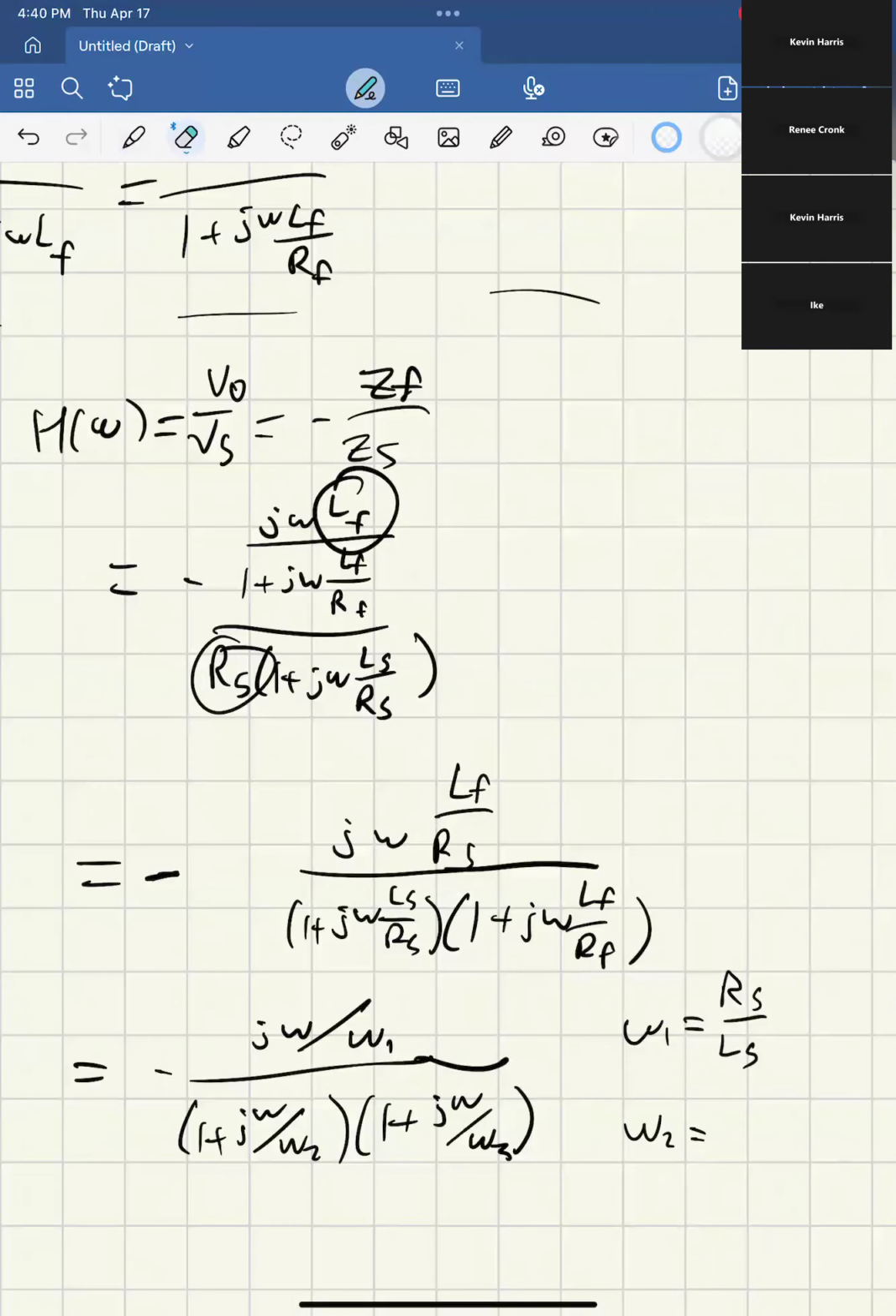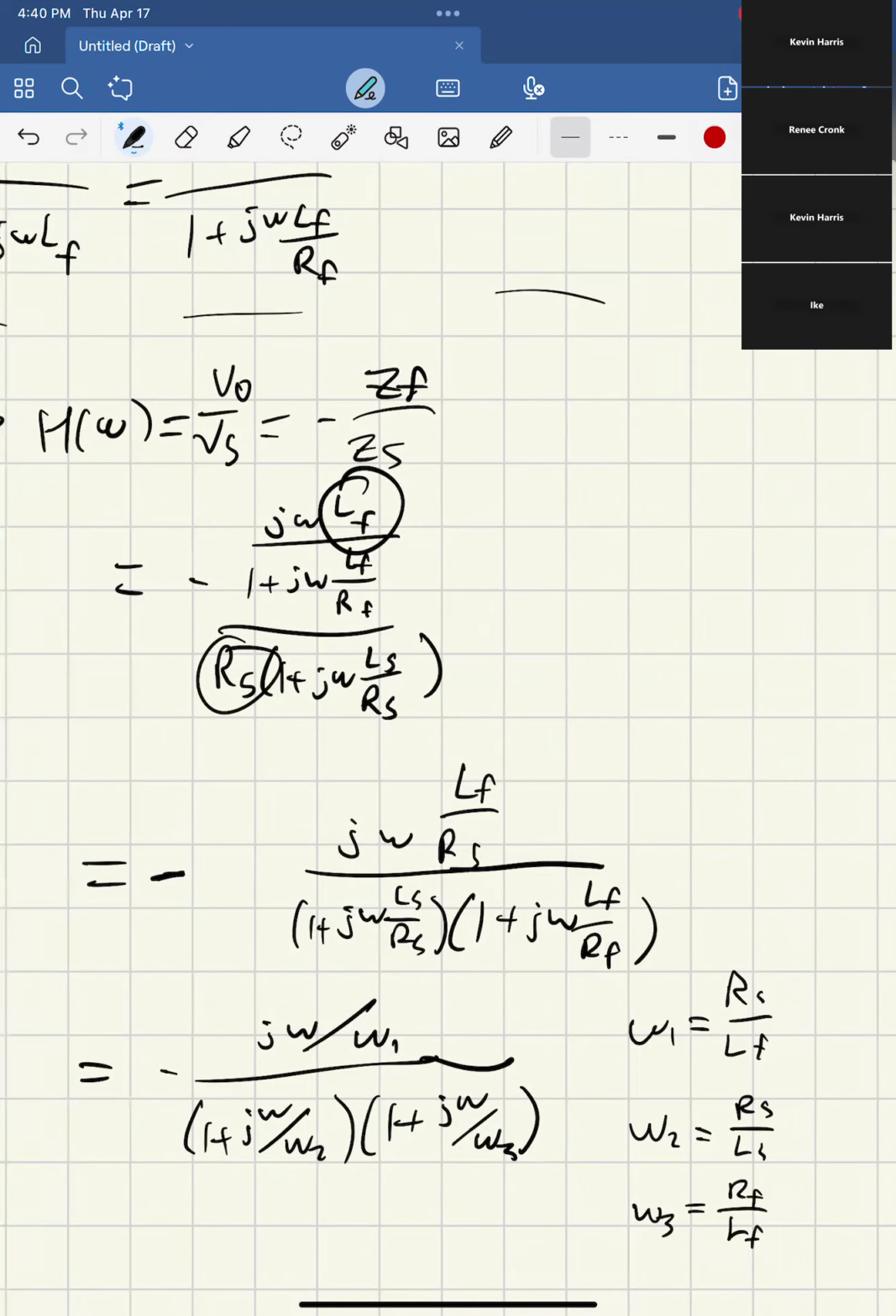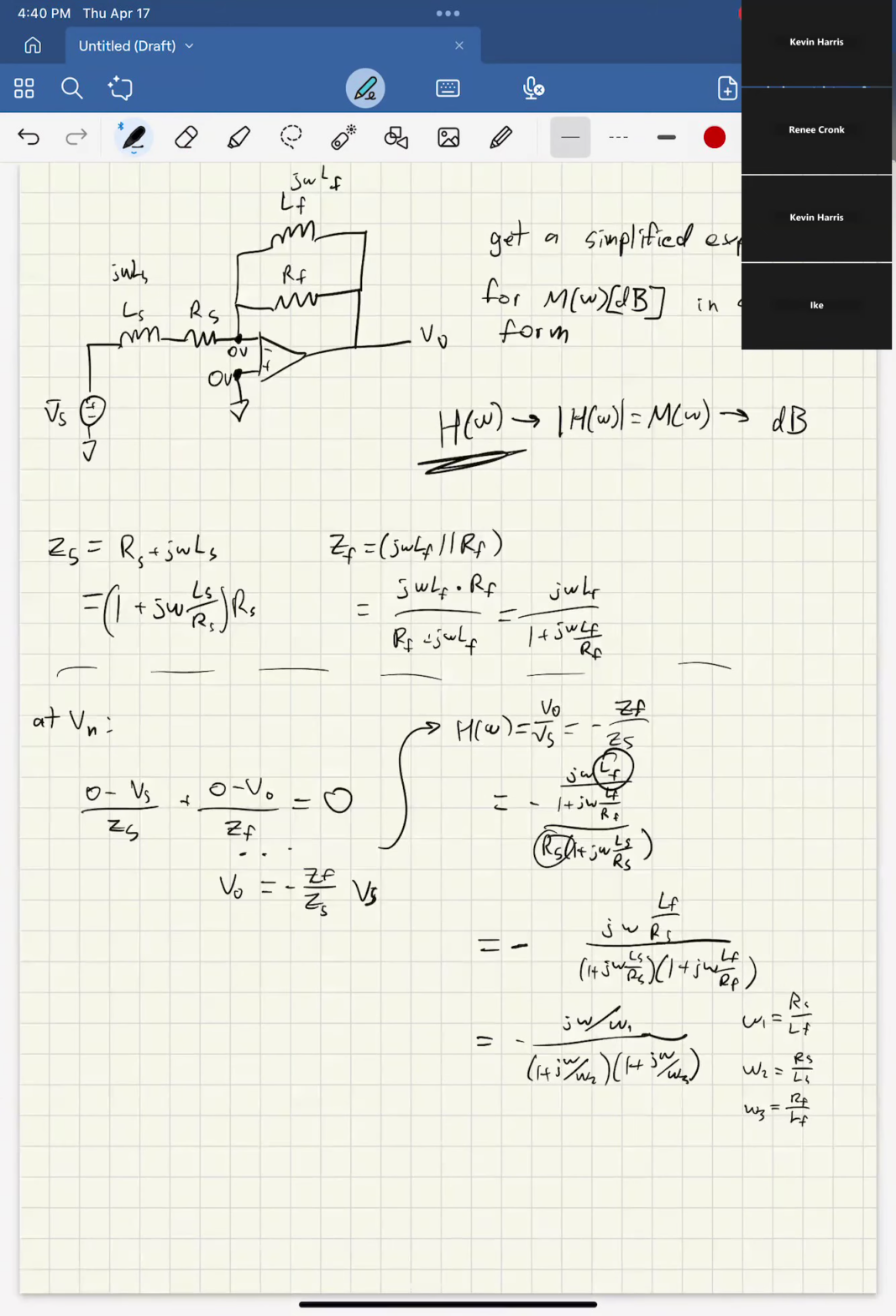Hold up, I wrote this backwards. Now they're on the bottom of the fraction, so you've got to flip them. So omega 2 equals RS over LS and omega 3 equals RF over LF. Very cool. So this is the standard form.